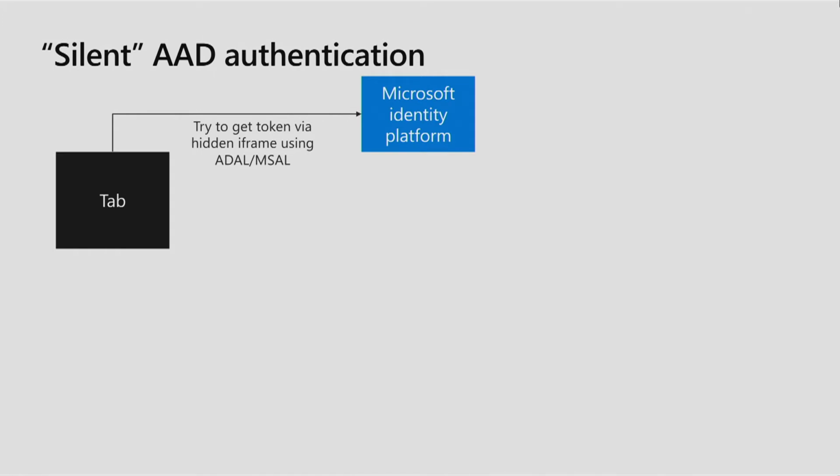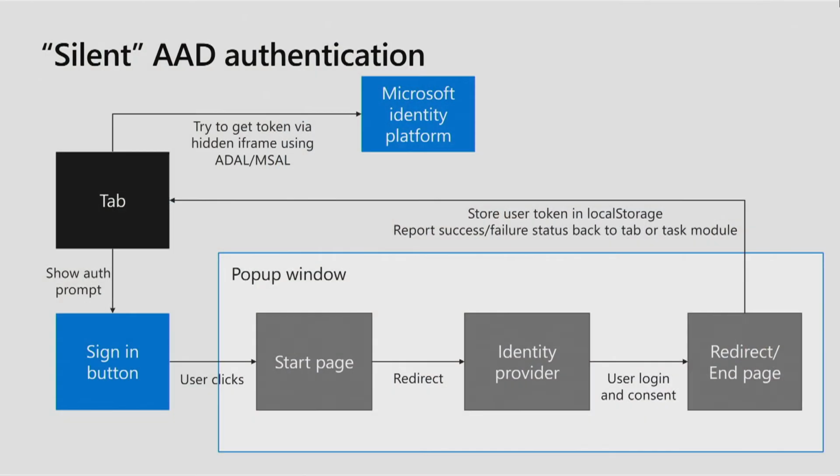They do this by running an implicit grant flow inside a hidden child iframe. Now that works, provided one, that the user has already consented to the app accessing that resource, and two, that there's an active Azure AD session for the user. When these conditions are not met, the tab has to fall back to the basic login flow that I showed you earlier. This is actually not uncommon.